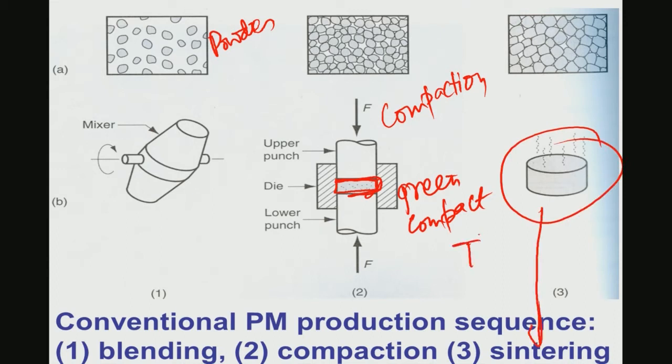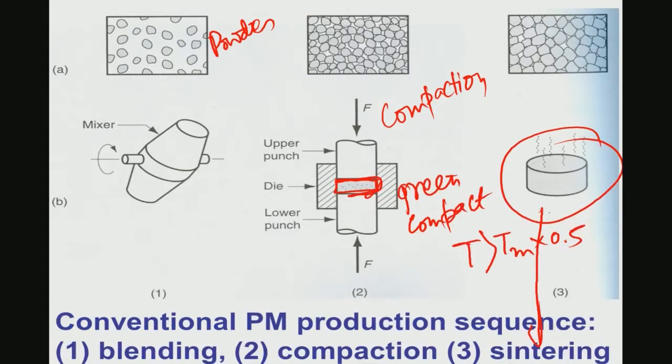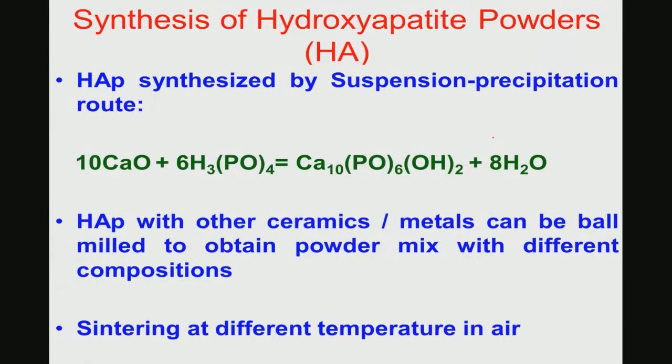Now, sintering is always done at a temperature where T by Tm is greater than 0.5, that is, T by Tm is greater than 1 by 2. One of the important aspects of sintering is how you can make these powders. I will give you an example of how hydroxyapatite powders are made. Why hydroxyapatite? Because, recall, hydroxyapatite is the inorganic constituent of natural bone. So, I have mentioned how hydroxyapatite powders are synthesized.